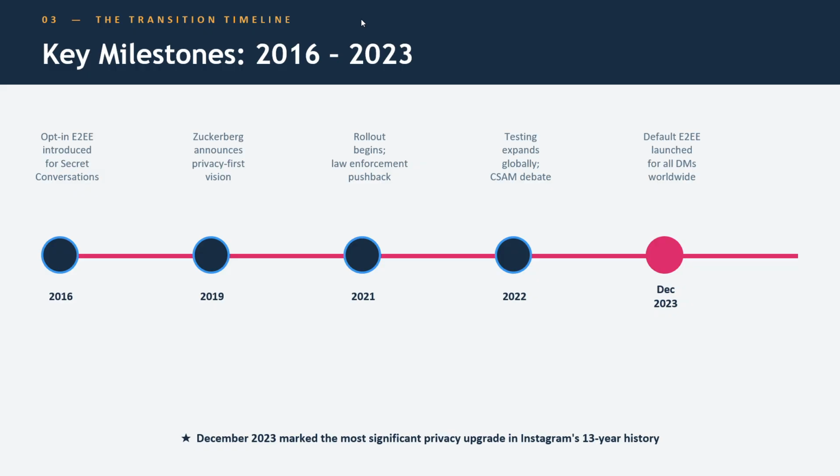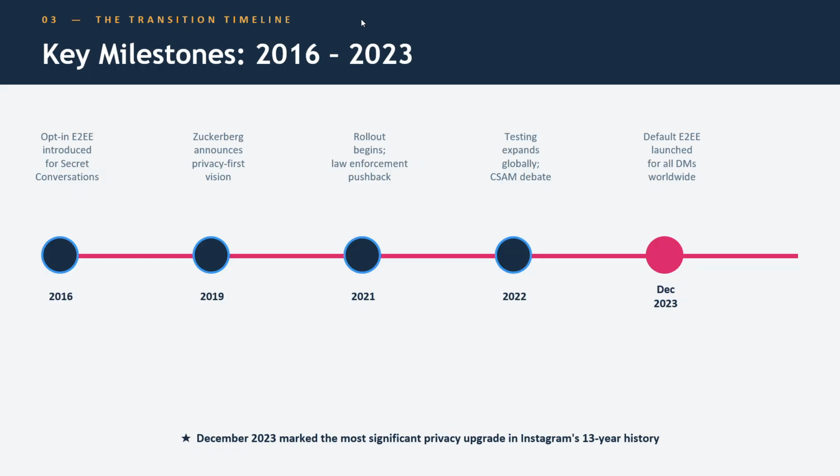This didn't happen overnight. The journey started way back in 2016 when Instagram introduced what they called secret conversations, an opt-in mode for encrypted chats. Most users never touched it. Then in 2019, Mark Zuckerberg made a public declaration that Meta's future was privacy first, a vision that was met with some skepticism given the company's history.